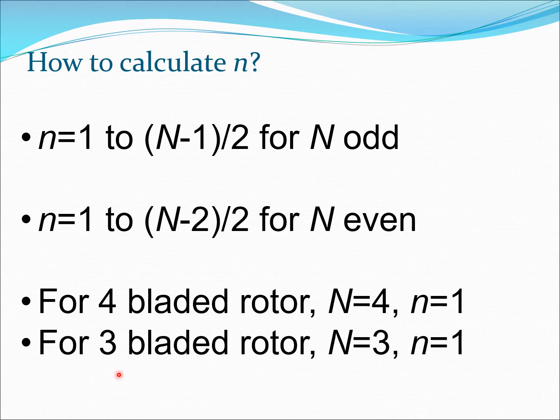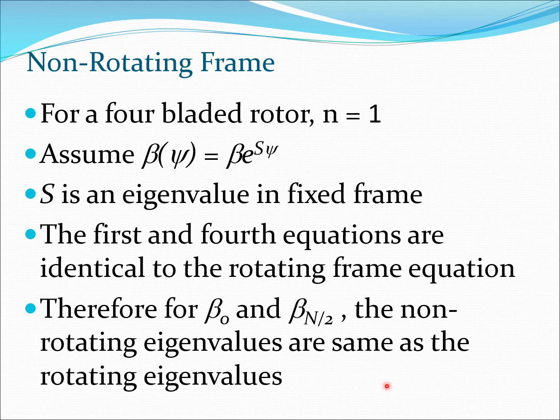The second case could be a three-bladed rotor, capital N would be 3. So we go to the first definition because now capital N is odd. So (3 minus 1) by 2 would be 1. So these are the two typical cases. Of course, if you had a 5-bladed rotor, 6-bladed rotor and so on, there would be more values of n. Let us look at the case of a 4-bladed rotor for concreteness. So here small n equals 1.